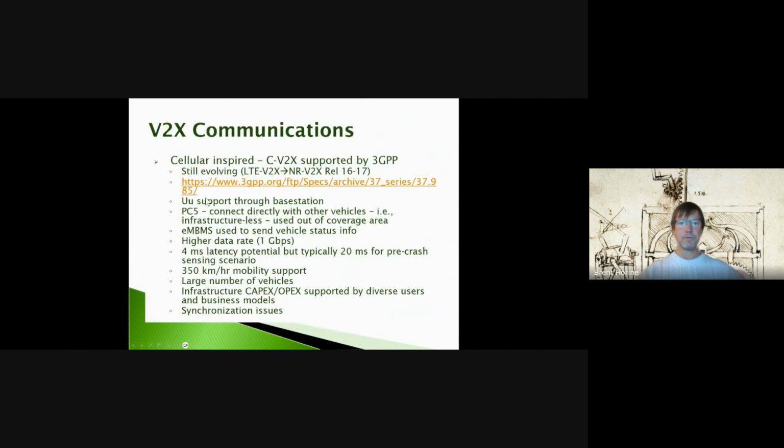There's two big modes that are supported. We have this Uu support where the user equipment, it might be a cell phone radio in your car. It's not necessarily the one you're using, but it's built in your car, your autonomous vehicle, whatever, right? And it's connecting to the base station just like your normal cell phone does. And then if it wants to communicate with someone else, it's going to go to that base station first, and then that base station is going to transmit that information out.